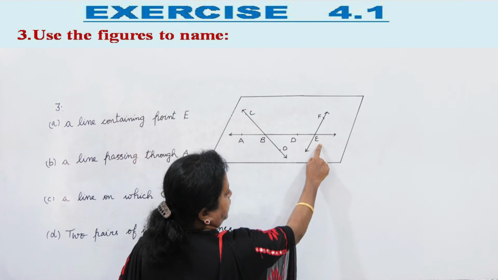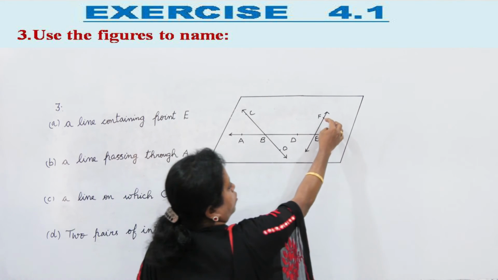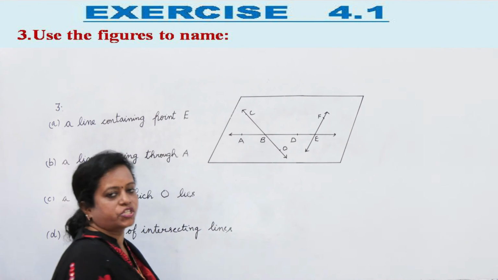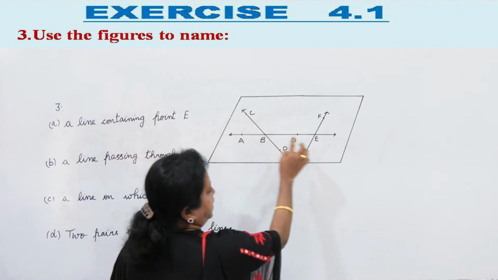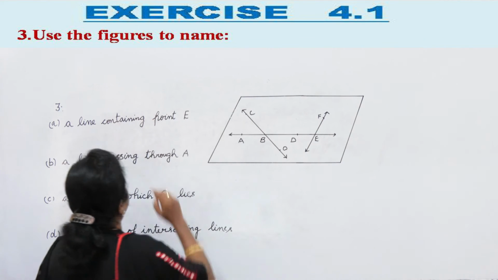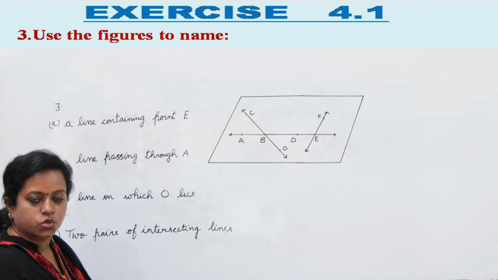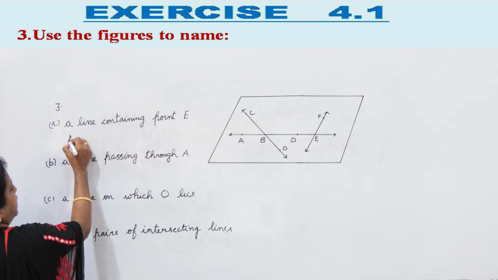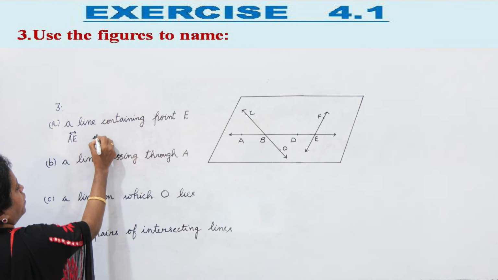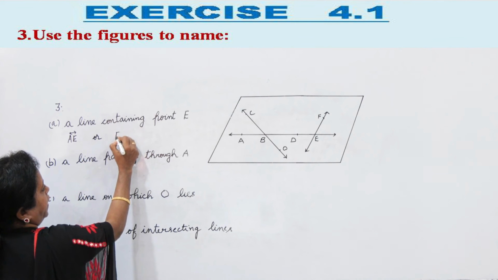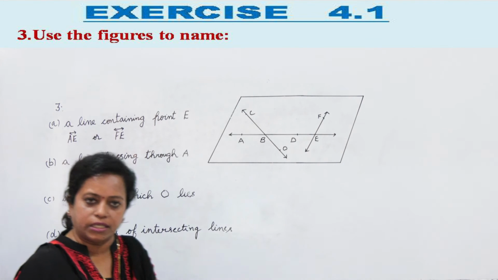It is the line AE which contains the point E, or it can also be the line FE which contains the point E. So you can name it as either AE or FE as the answer for the first part. Both these lines contain or pass through the point E. I can write it as AE, or another answer can also be FE. Both these lines have the point E on it.